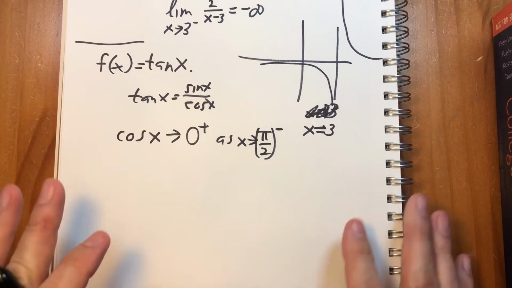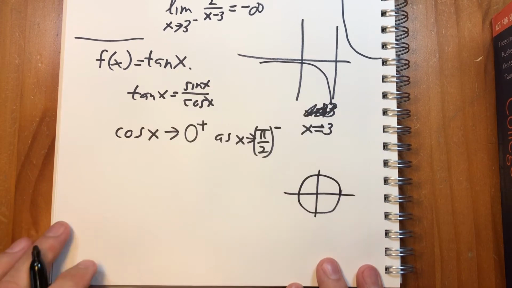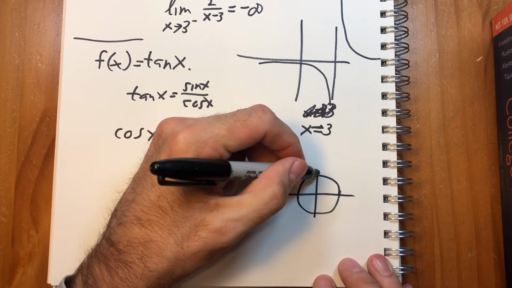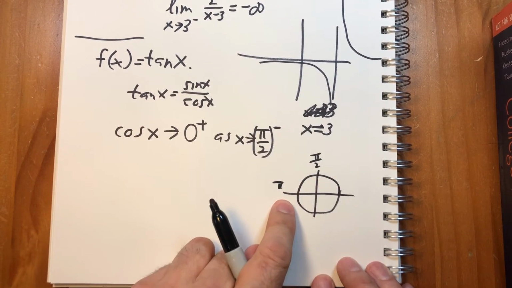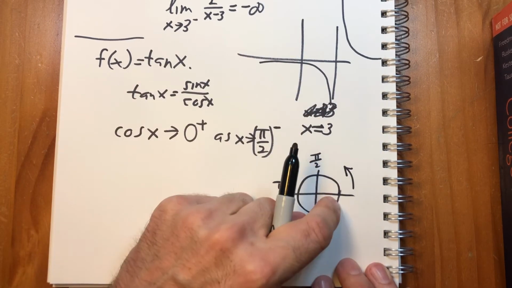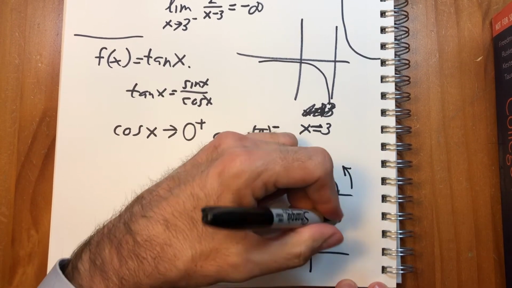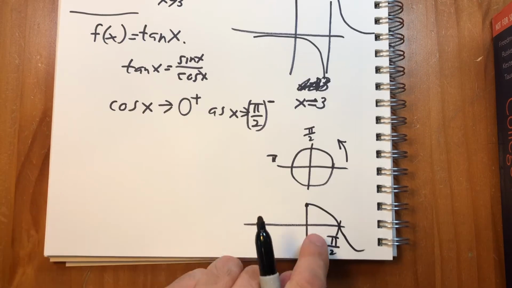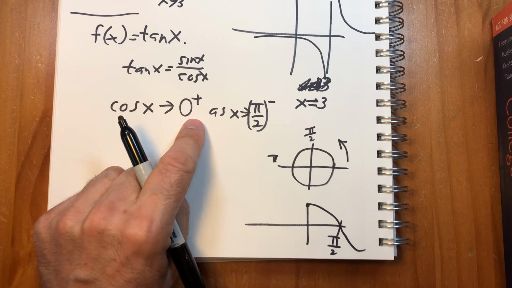So let's think about this. What this means is, when we have a circle, when x is 0, cosine is 1. When x is pi over 2, cosine is 0. And then when x is pi, cosine is minus 1. So as we increase x toward pi over 2, cosine is getting smaller. So if we have the graph of cosine, cosine starts here at 1 at 0, and it goes down to 0 at pi over 2. So as we're approaching pi over 2, cosine is getting closer to 0.